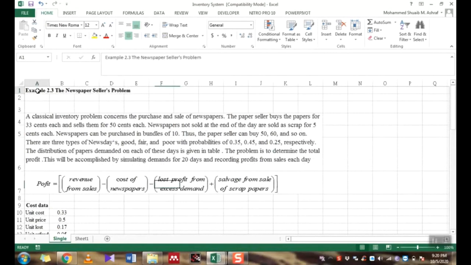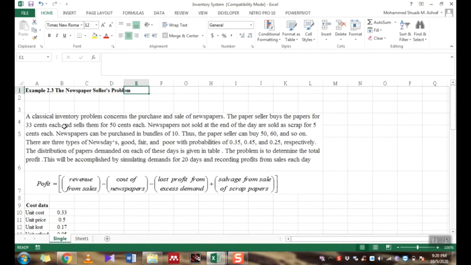Bismillahirrahmanirrahim. Today we will discuss the newspaper seller problem. This is an inventory system simulation, the newspaper seller problem. We will solve this problem in Excel. We will implement this in Excel.